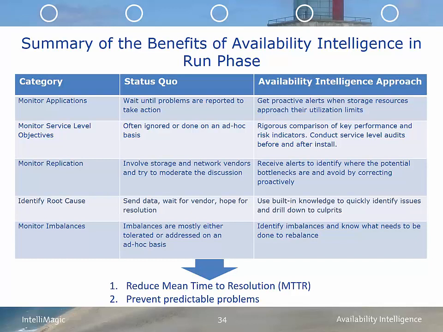Identifying root cause. You can send data, wait for the vendor, and hope for a resolution, or you can use built-in knowledge to quickly identify issues and drill down to the culprits. Monitoring imbalance. Imbalances can be tolerated or addressed on an ad hoc basis, or you can proactively identify imbalances and make a plan to rebalance them. If you use availability intelligence, it will mean a reduced mean time to resolution, and it will help you prevent predictable problems.